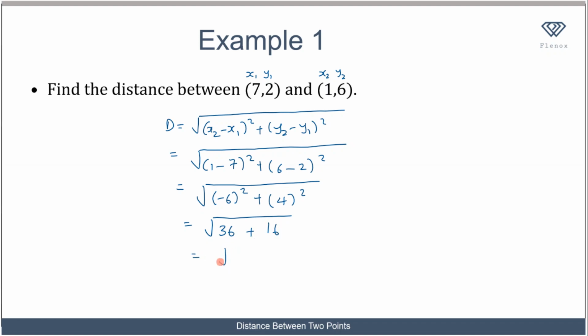36 plus 16 gives me what? Square root of 52. So now 52 I can write in form of what? 4 times 13, and when I find the square root of 4 I have 2, so this can be written as what? 2 root 13. Or if I want to write it in decimal, I can also write it as what? 7.211. So the distance between these 2 points is what? 2 root 13 or 7.211 to 3 decimal places.